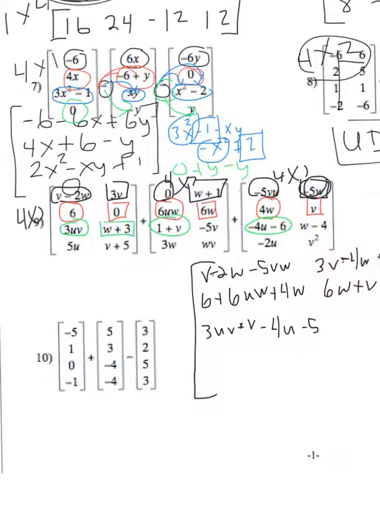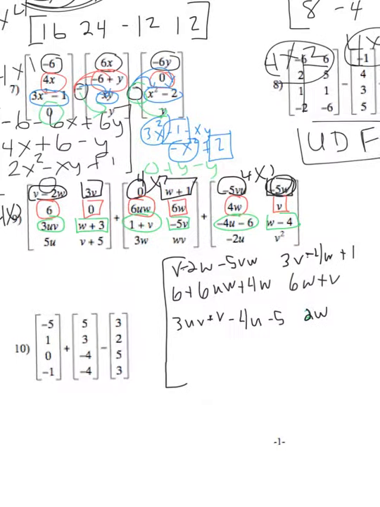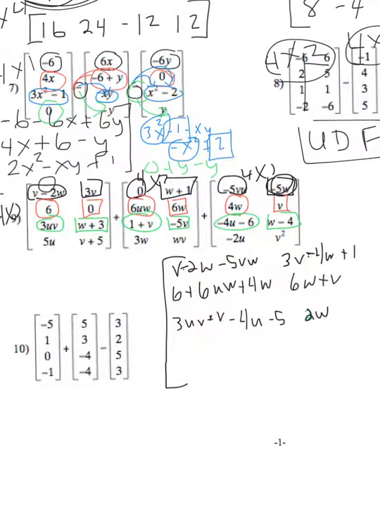And then in the box, w plus 3 minus 5v, and then w minus 4. So I've got 2 w's. Two w's. I've got a negative 5v right there. And then a grand total of -1.